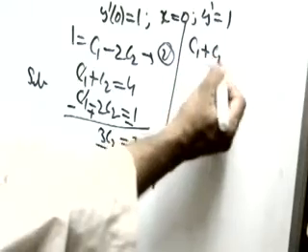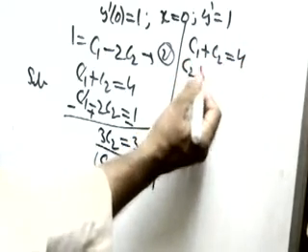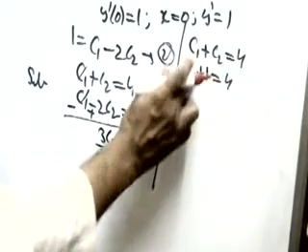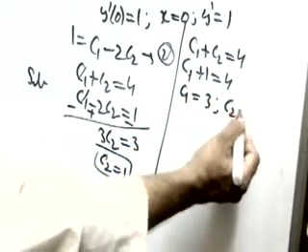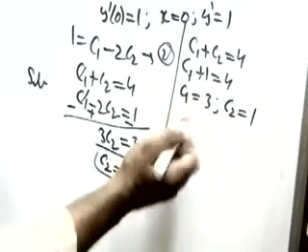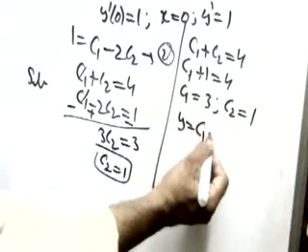Now substitute c2 here and you will get c1. c1 plus c2 equals 4. We got c2 as 1, so c1 plus 1 equals 4. c1 equals 3. So we got c1 equals 3 and c2 equals 1. Let me substitute these in the final answer.